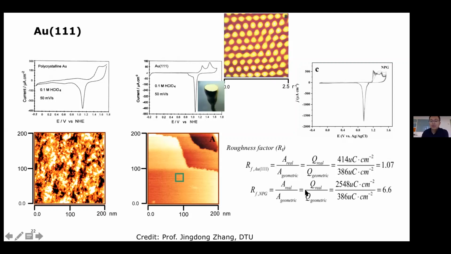For the nanoporous gold, we are using a film of 100 nanometer with a pore size of 30 nanometer, which is a reasonable pore size according to TR's previous work. The roughening factor is around 7. So it means the nanoporous gold has a surface area 7 times larger than a single crystal gold.